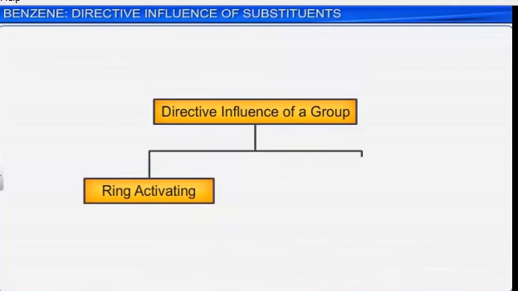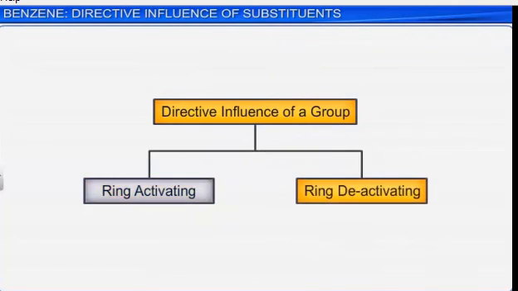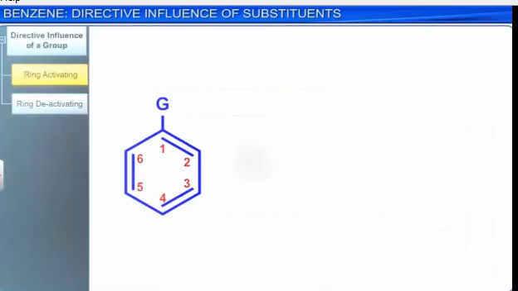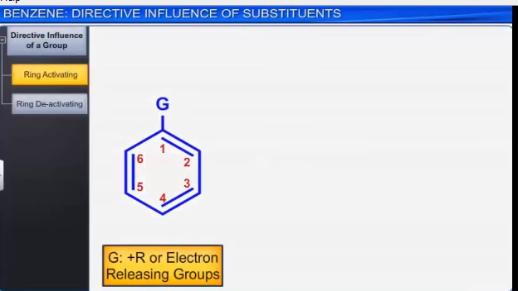Ring activating groups are plus R groups or electron releasing groups which make the electron density relatively rich at ortho and para positions of the ring. Hence, these groups orient the new incoming electrophile to ortho and para positions.